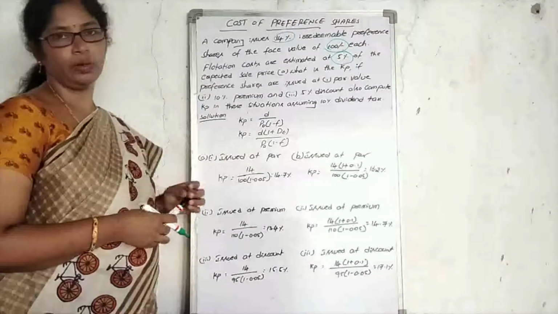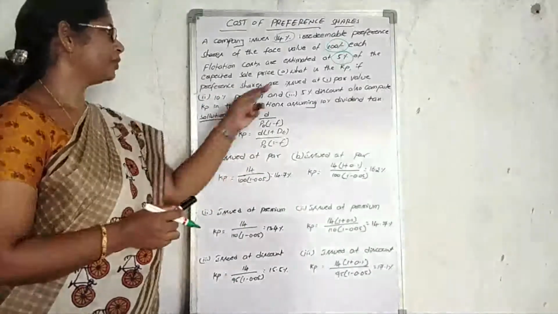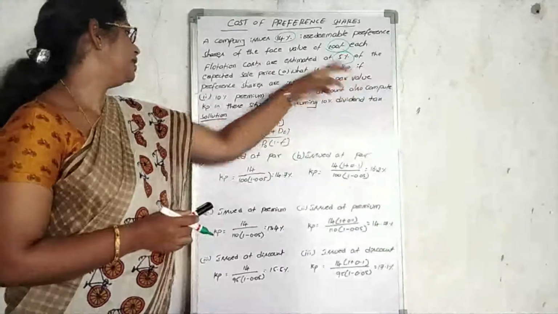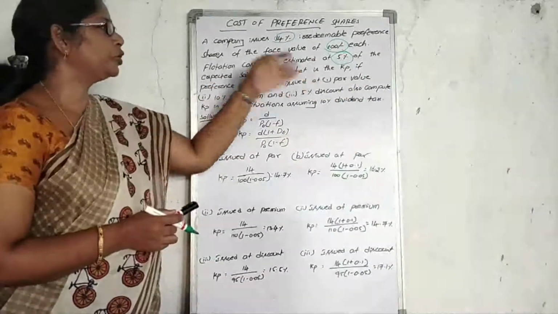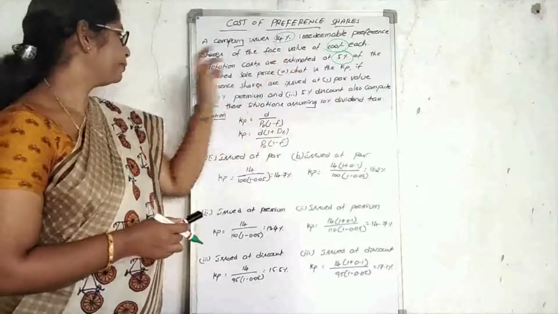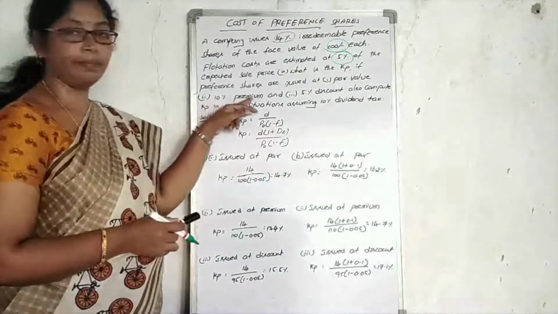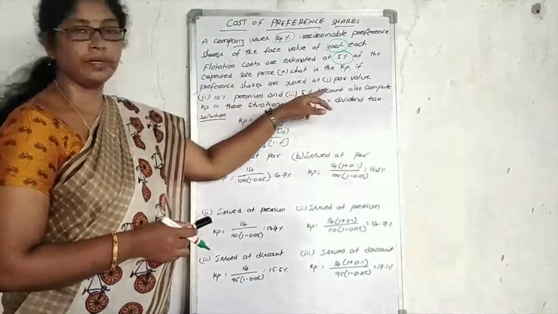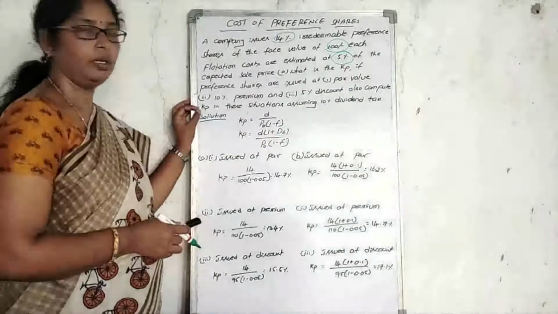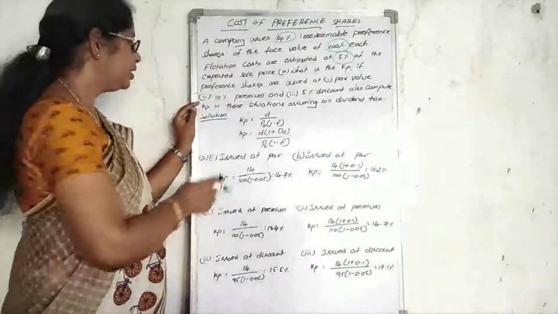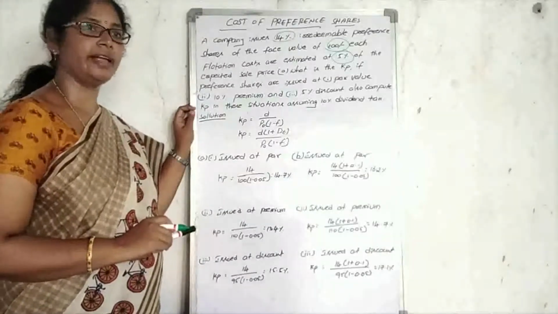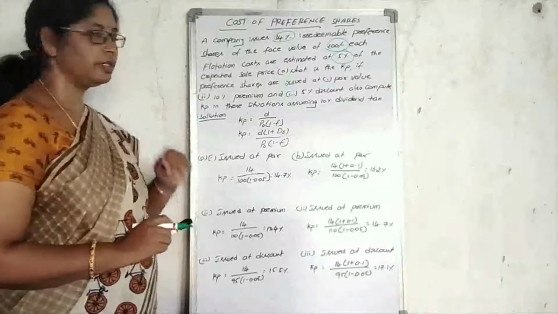Okay, what we are going to determine? What is the KP? KP means the cost of preference. If preference shares are issued at par value, meaning the face value, and at 10% premium and 5% discount, also compute KP, the cost of preference, in these situations, assuming 10% dividend tax. Okay, let's come to the solution.